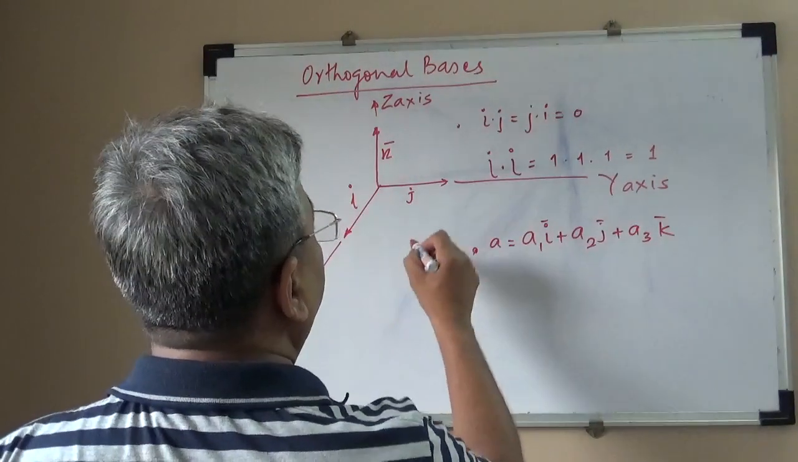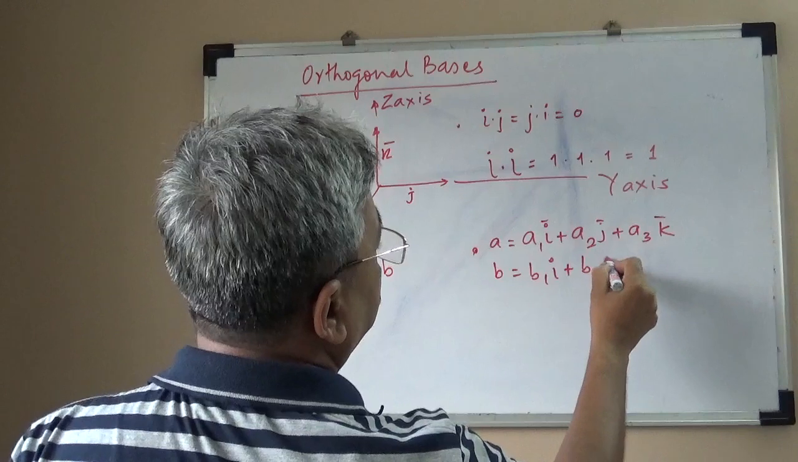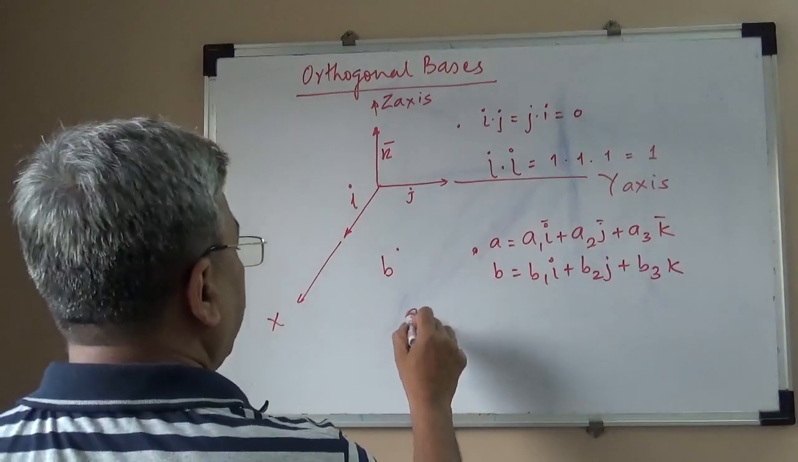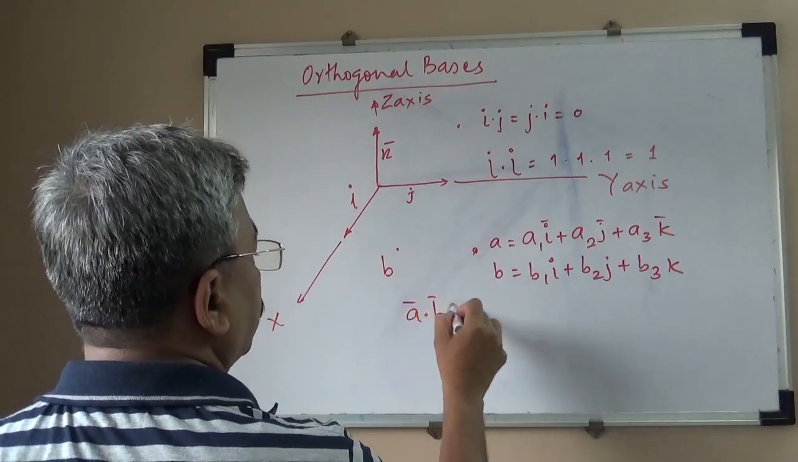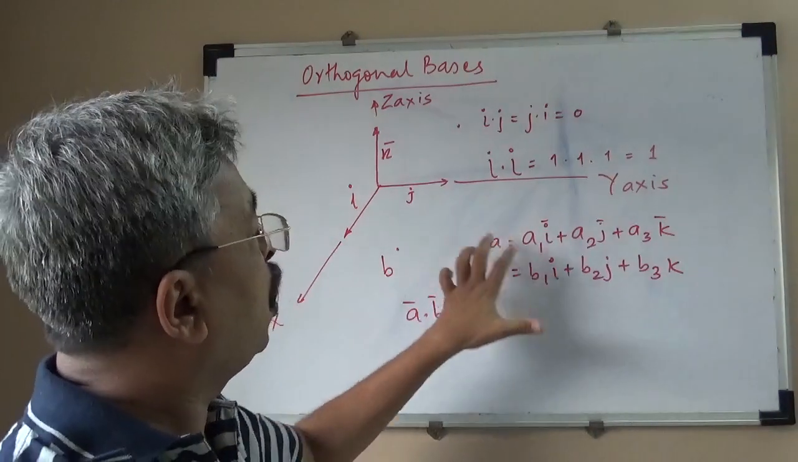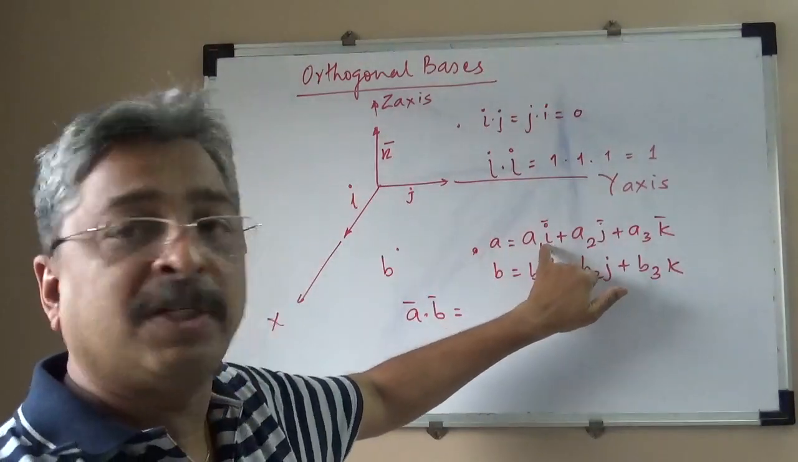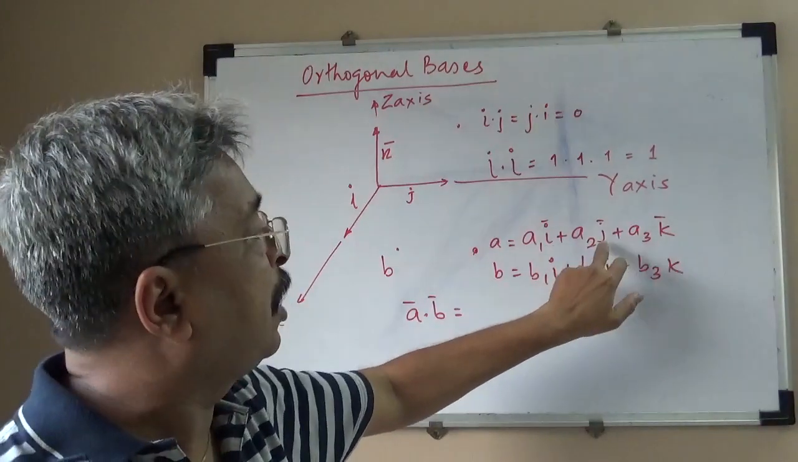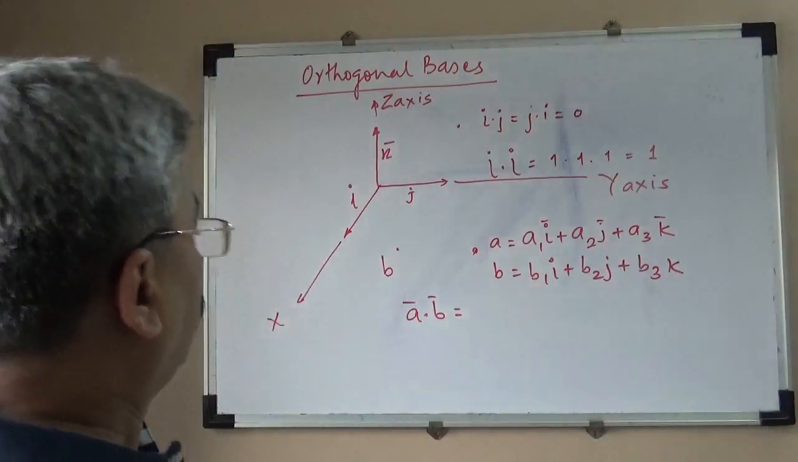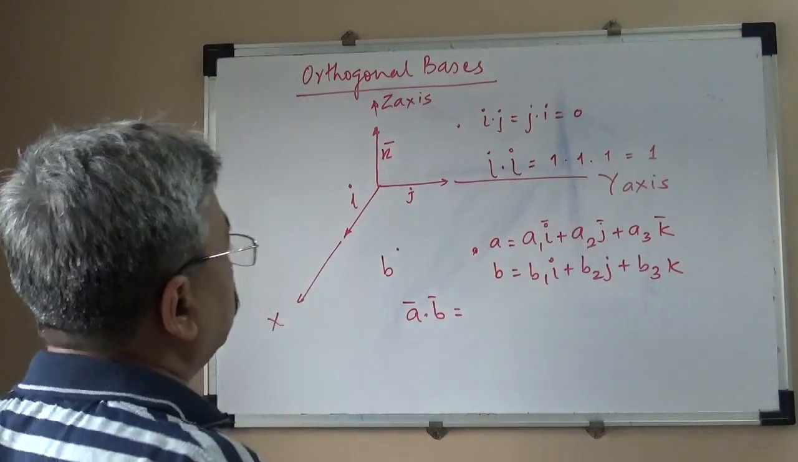Suppose we produce one more vector B, which looks like B1 i plus B2 j plus B3 k. Then what is going to be A dot B? What will be the scalar product A dot B? This is the algebraic expression, because we have vector A and vector B in their components: how much in the direction of the x-axis, how much in the direction of the y-axis, how much in the direction of the z-axis.